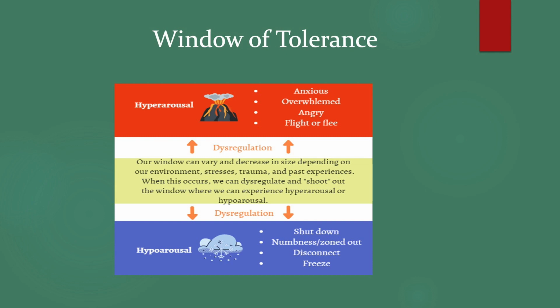As we can see, our window can vary and decrease in size depending on our environment, stresses, trauma, and past experiences. When this occurs, we can dysregulate and shoot out of the window of tolerance, where we can experience hyper or hypoarousal. So when we're within that window of tolerance, we're able to reflect, think rationally, make decisions in a calm way without feeling overwhelmed or withdrawn.